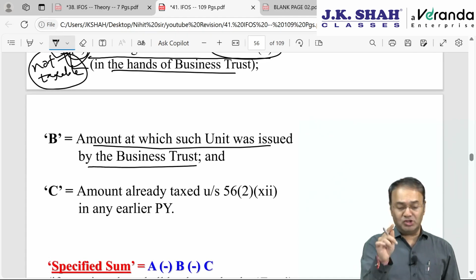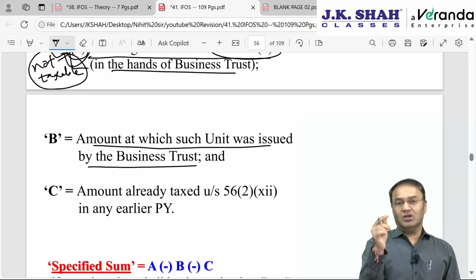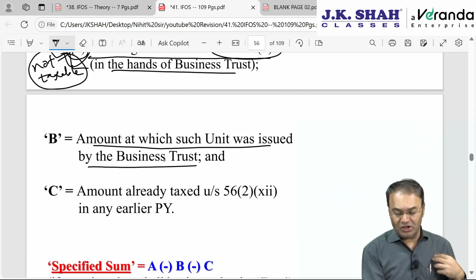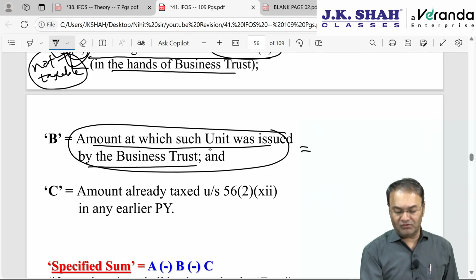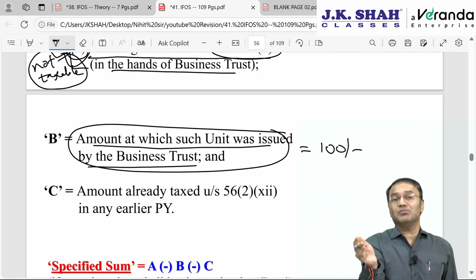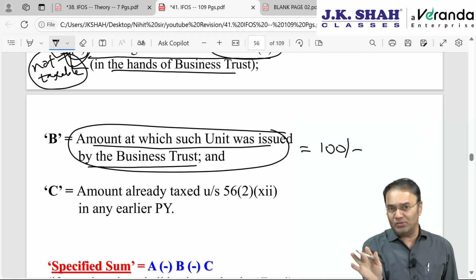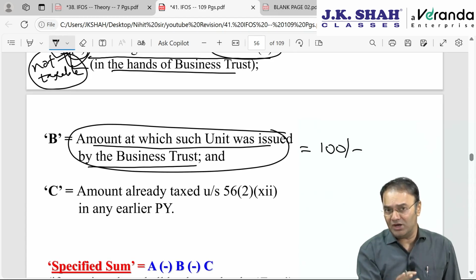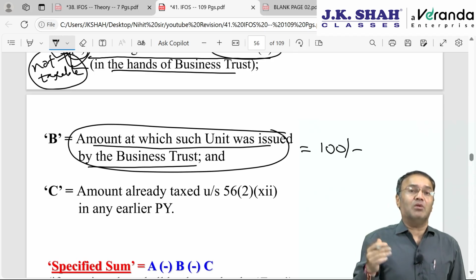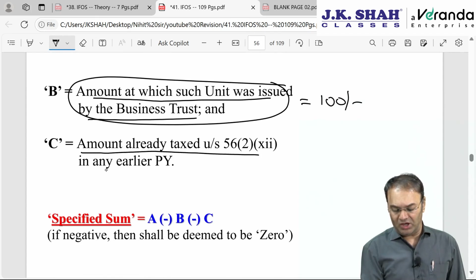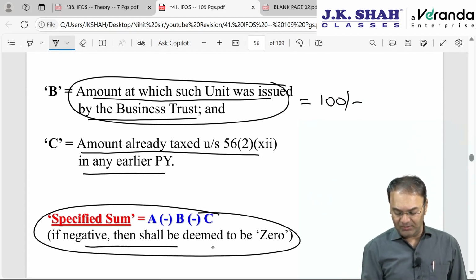It doesn't say how much you had paid. The original unit holder might have contributed 100 rupees. I received 100 rupees. The amount at which the unit was issued is 100 rupees. You might have purchased from somebody in the secondary market at 200 rupees. What you paid is not to be taken into account. What the unit holder paid is not to be taken into account. What the business trust had received is what is to be taken into account. And C point, the amount already taxed in any earlier previous year. If it becomes negative, it shall be taken as 0.